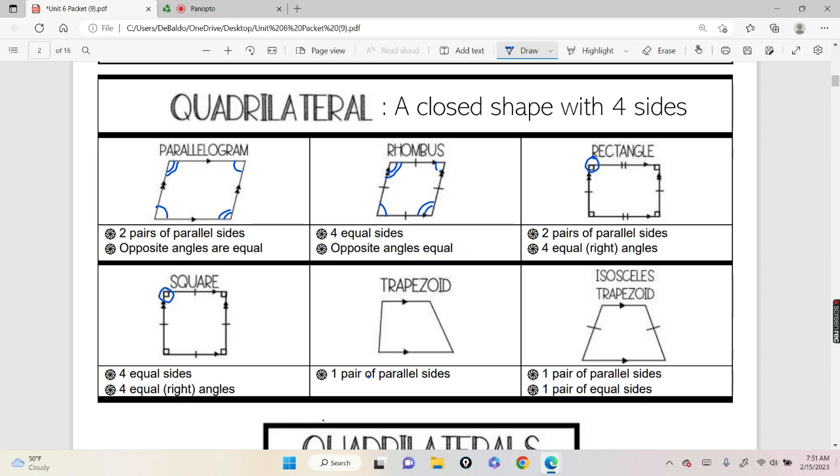Now, an isosceles trapezoid is a very specific type of trapezoid. And this trapezoid has 1 pair of parallel sides, very similarly to the regular trapezoid. But what makes this one very unique is that it has 1 pair of equal sides. And you can see that indicated by this little line right here. Those little lines mean that those 2 lines are equal or congruent to one another.